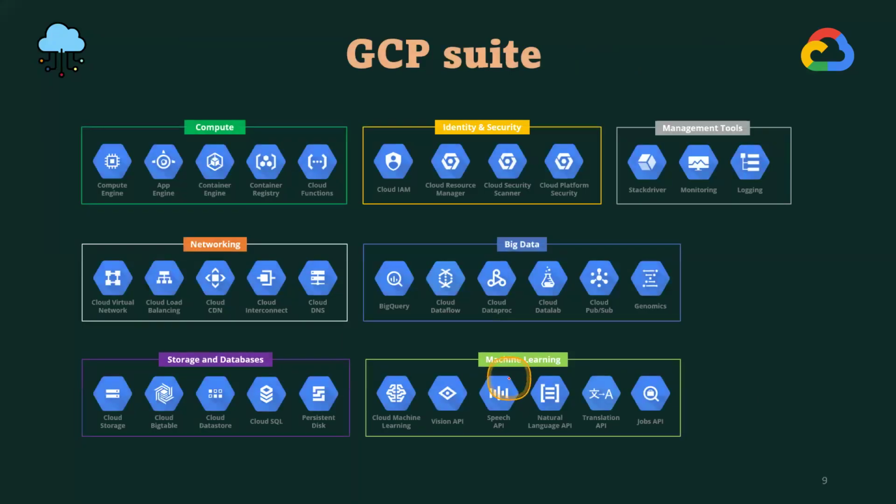And if you ask me what those resources are, these are all the services or resources it is going to provide you. So you can see compute resources, identity and security services, management tools, networking services, big data services, storage and database services, and machine learning services. So many categories. I'll go to the Google Cloud Platform and show you here.